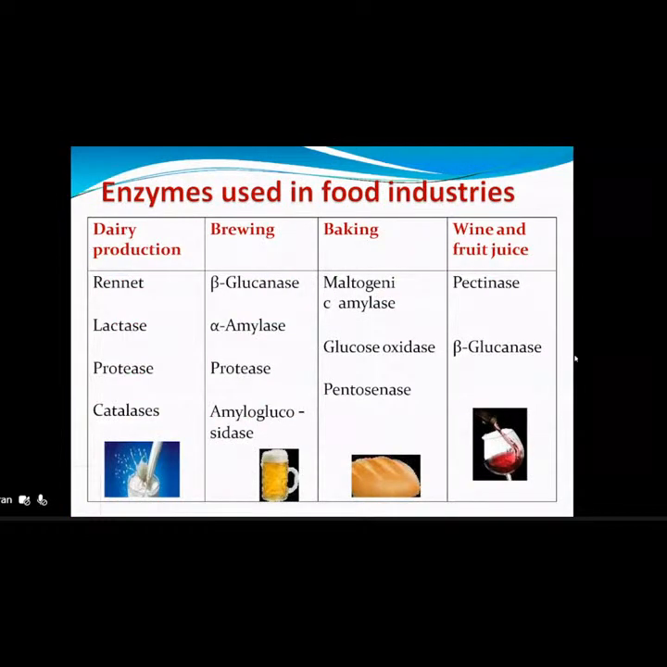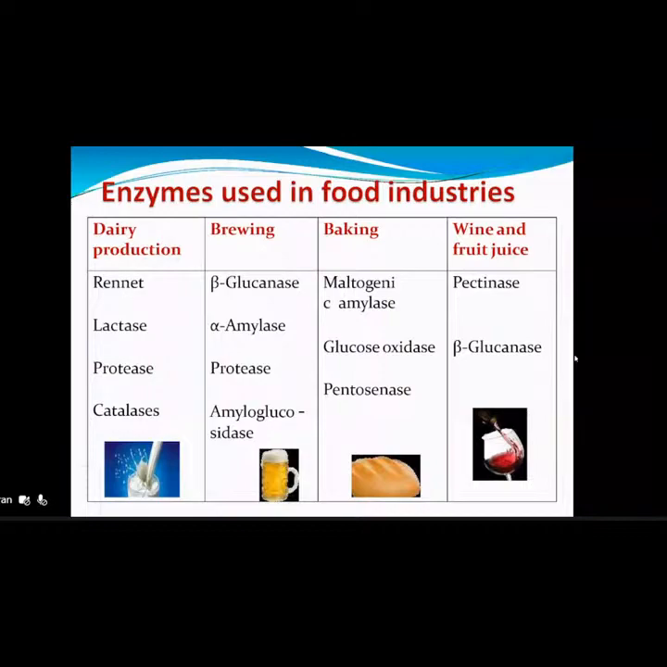Okay, there are mainly four types of industries in which we are using enzymes: the dairy industry, brewing industry, baking industry, wine industry, and fruit juice industry. The table of enzymes used in each industry is given here, like rennet, lactase, protease, and catalase in the dairy industry, and in the brewing industry there is glucanase, amylase, protease, and amyloglucosidase.